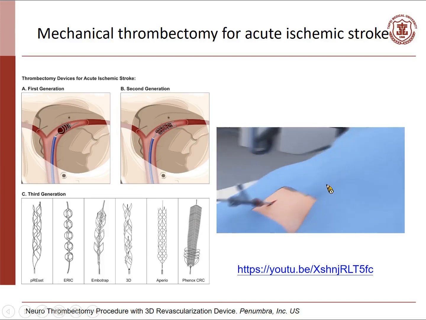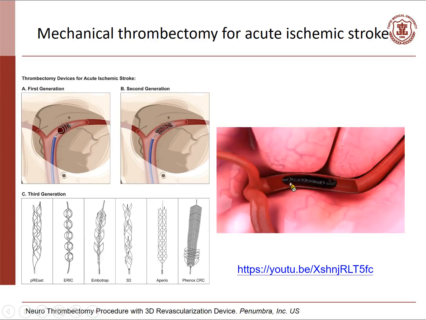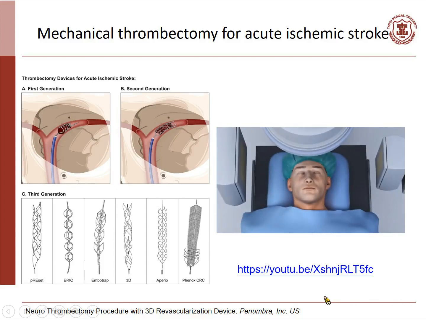It comes from the femoral artery to go to the cerebral intracranial artery to reach the blood clot area. And you can use a vacuum like you do at home to suck the brain blood clot out, or use several devices like the metal wire to remove the blood clot, then restore the blood flow to the original ischemic area.